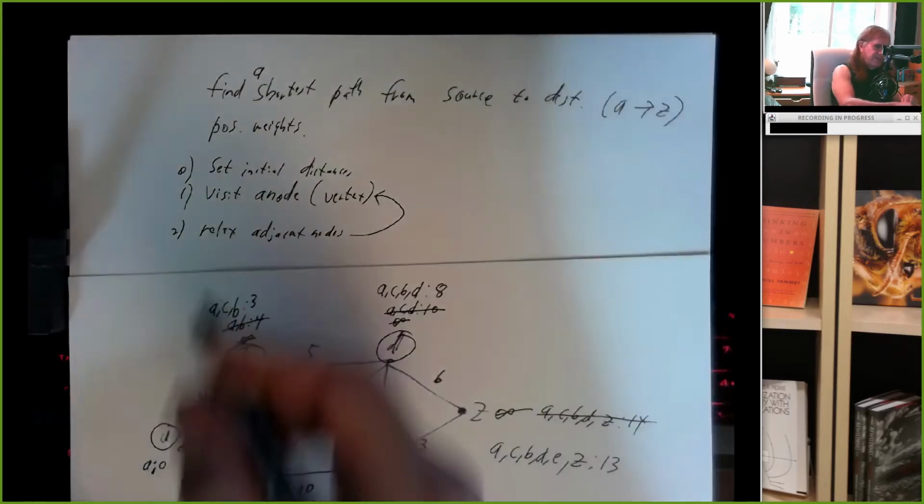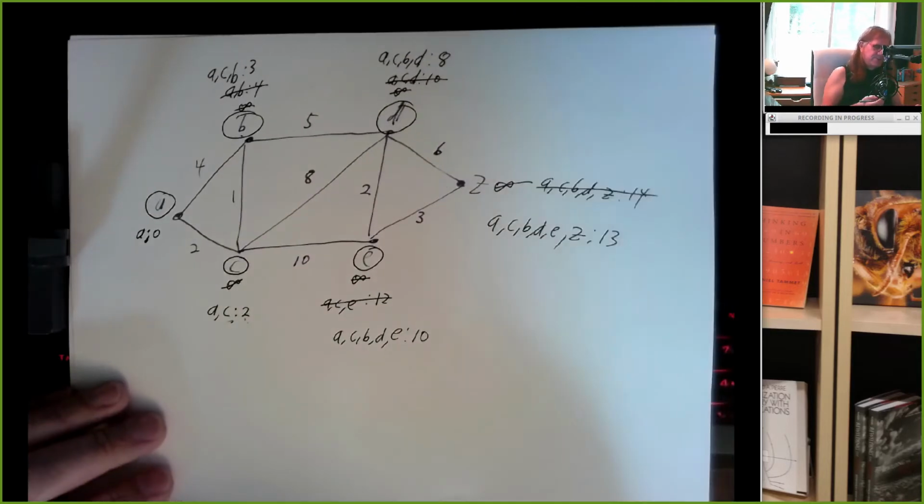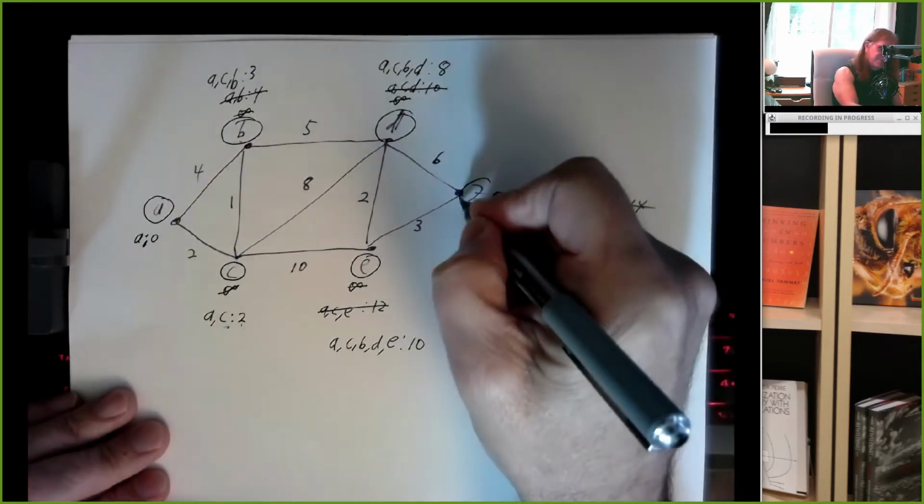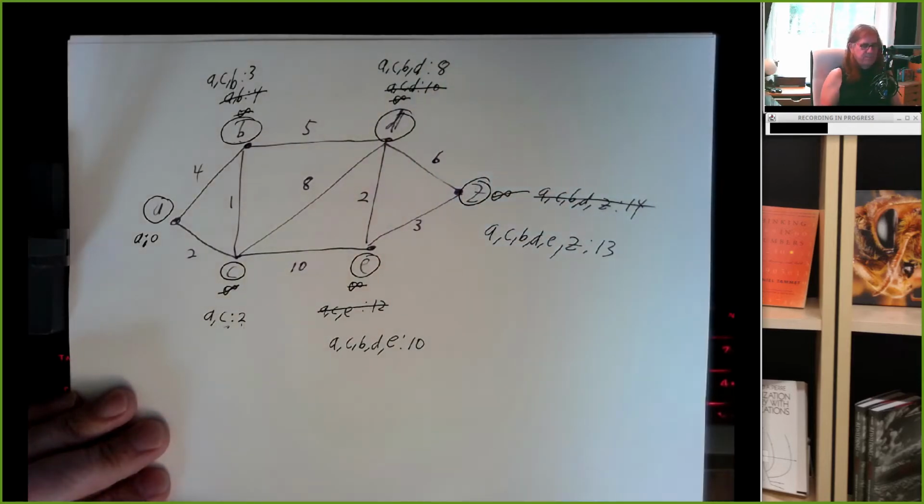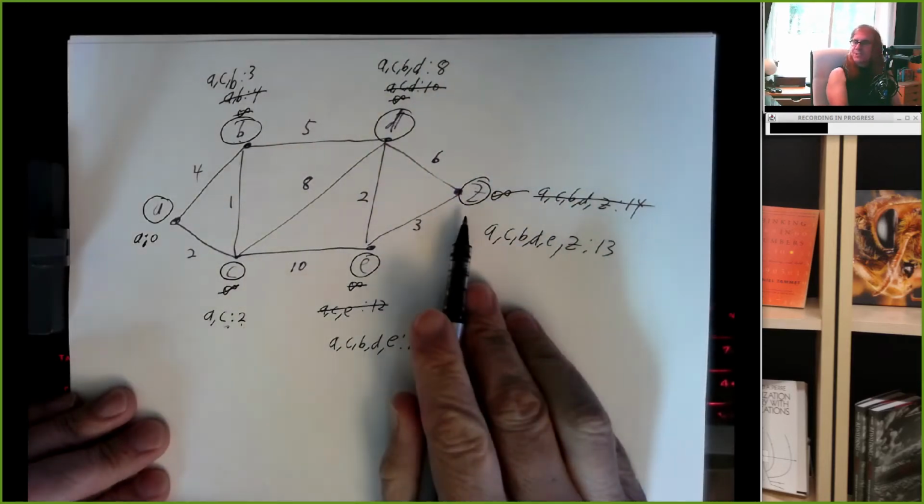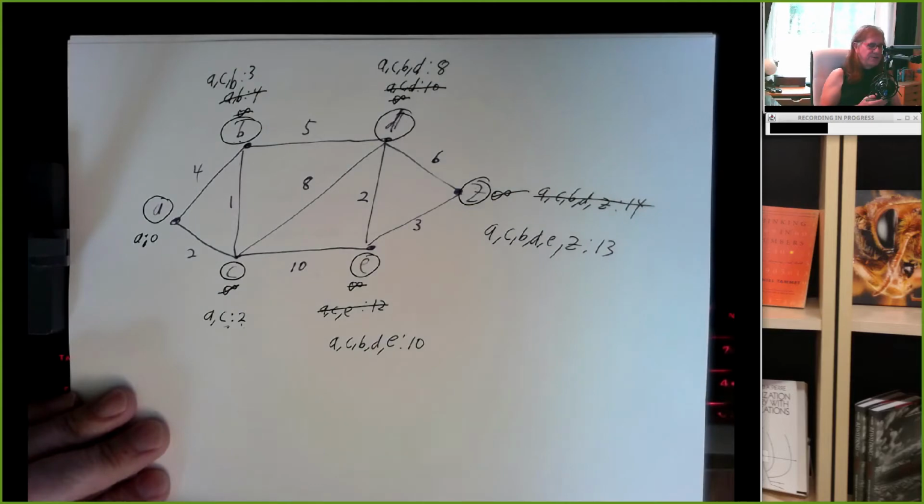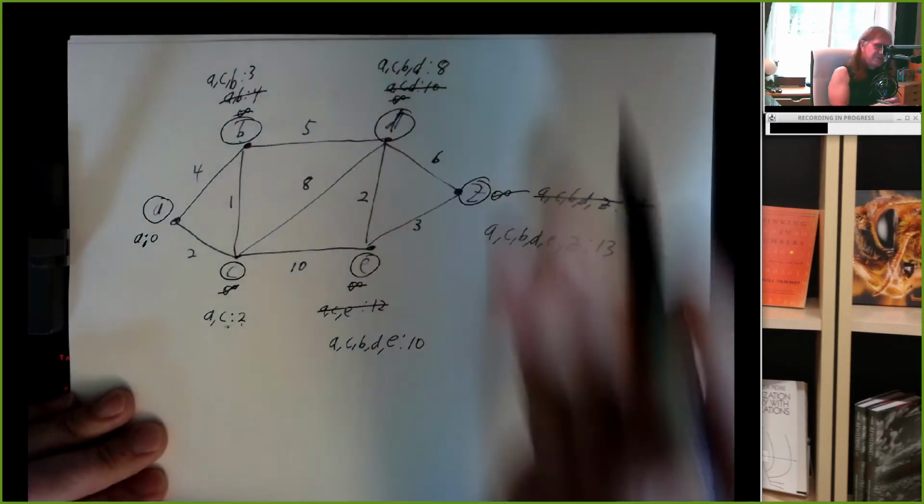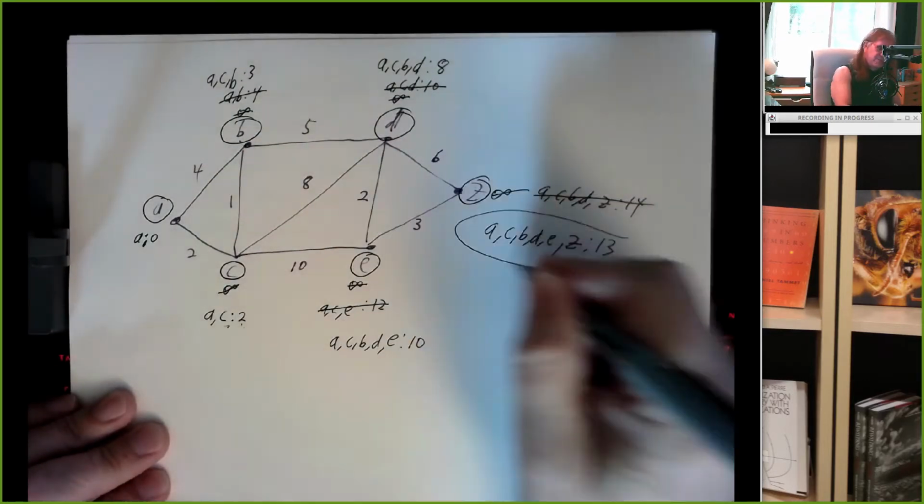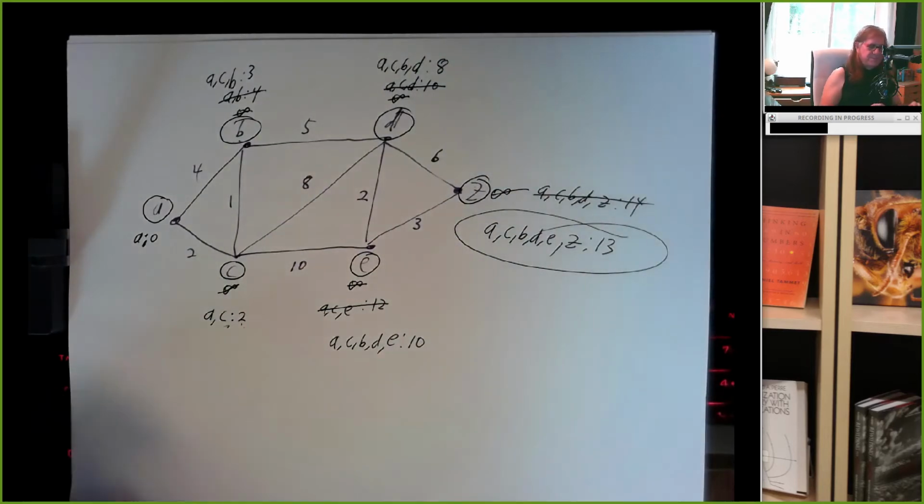And now we go back and we try to visit a node. Well, the only node we haven't visited yet is Z, so we'll circle that. And once we circle a node we're after, we can stop. But if we want to find the shortest path to all points, we just do this until all of our nodes are circled. And there's the shortest path from A to Z.